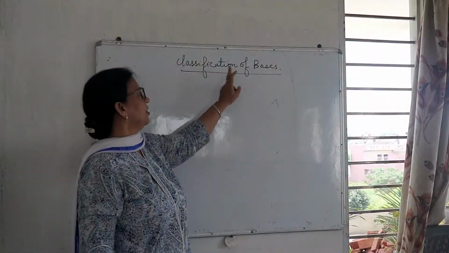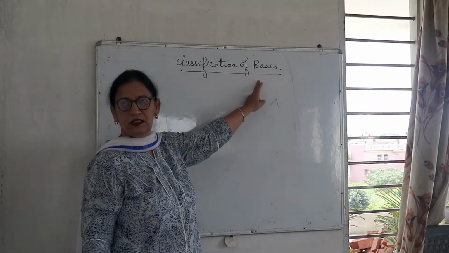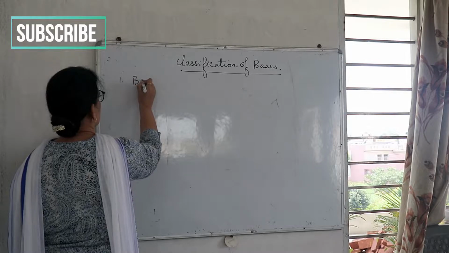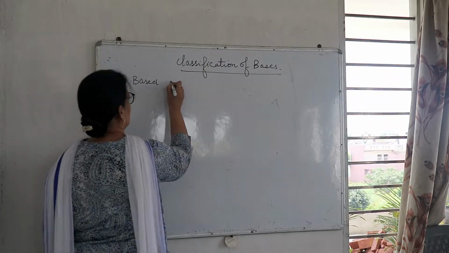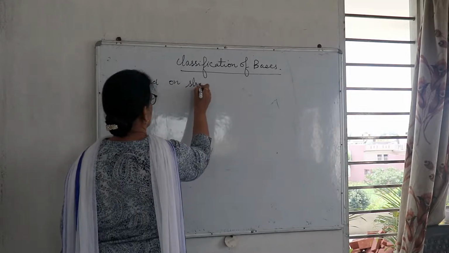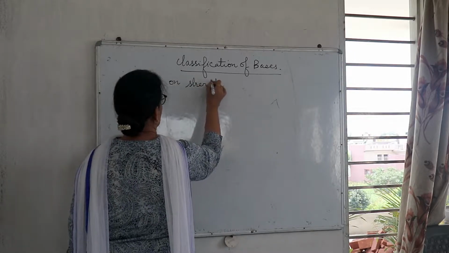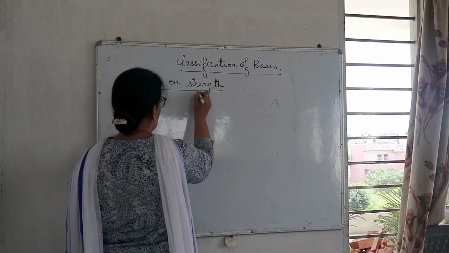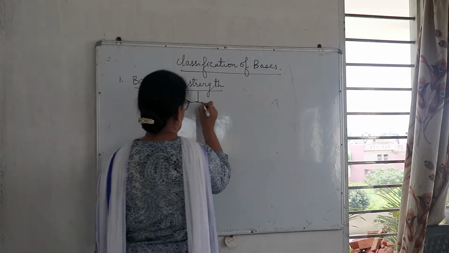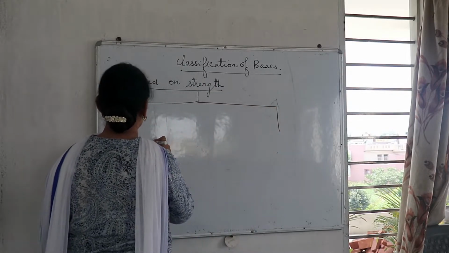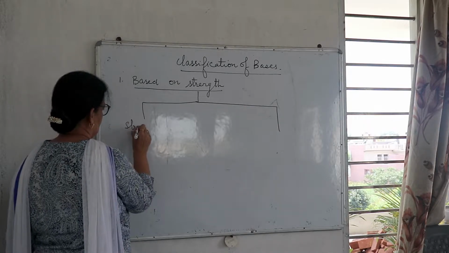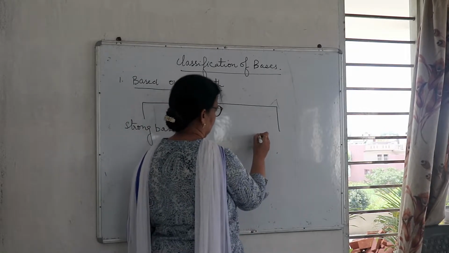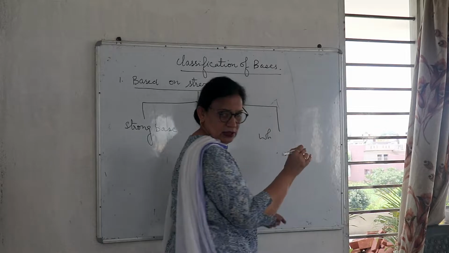This is the classification of bases. How are bases classified? The first classification is based on strength. The bases are classified into two: strong bases and weak bases.